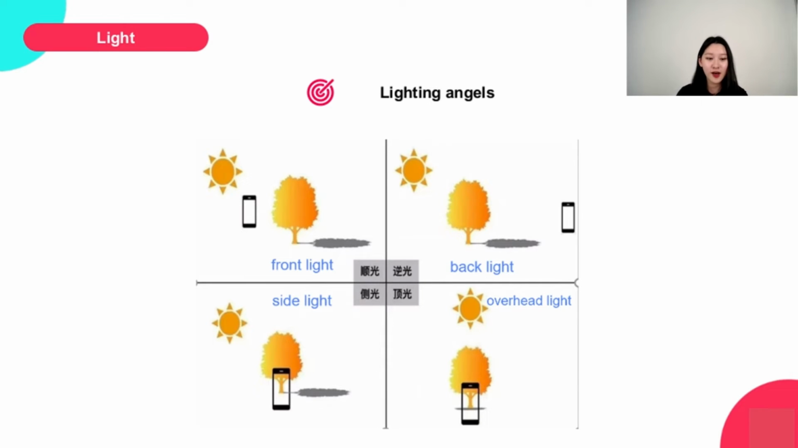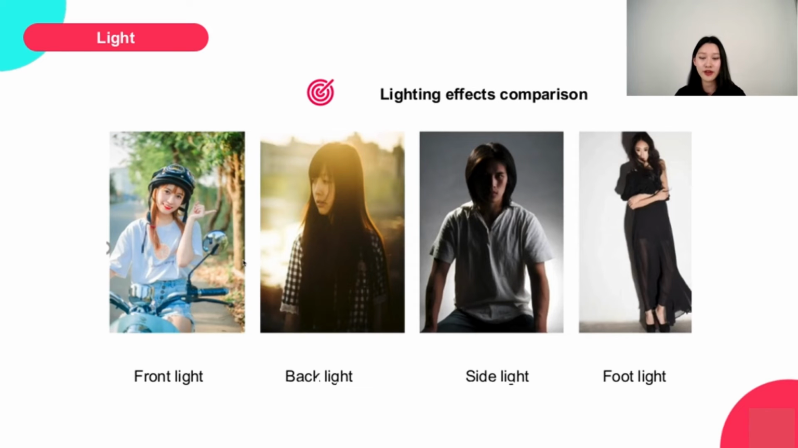Okay, let's check the lighting angles. As you can see on the screen, there are 4 different lighting angles: the front lights, the back lights, the side lights, and also the overhead lights. And you can compare the lighting effects of different lighting angles. And you can adjust and combine different lighting angles to create a great lighting effect for your live room.